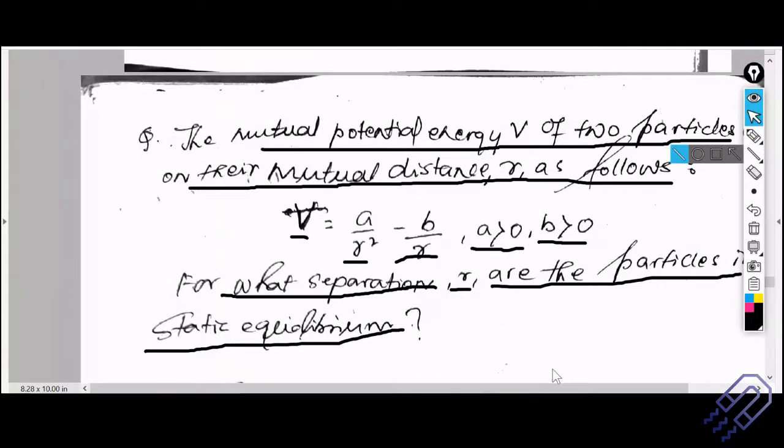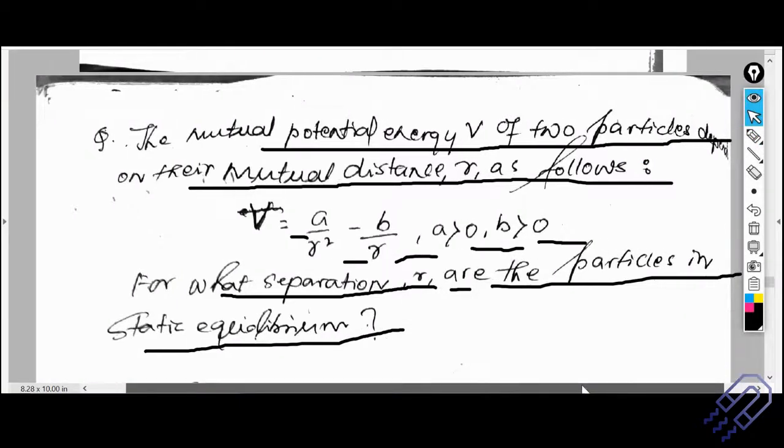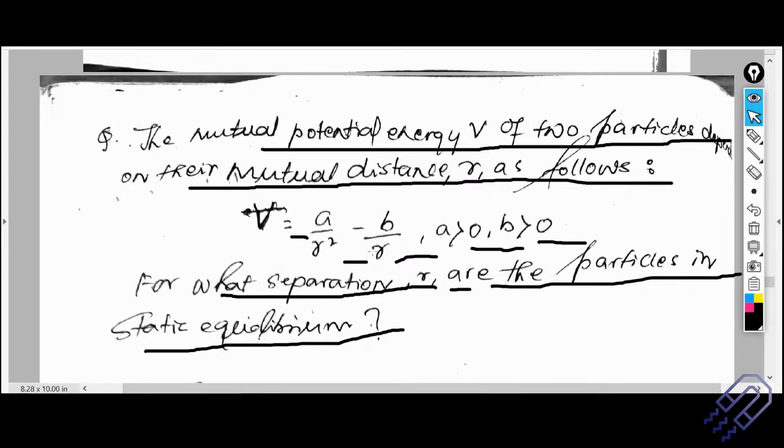Okay, so you have been given a form V is equal to A by r square minus B by r, okay? And A and B are constants. And you know that this is the mutual potential energy V between two particles. You have to find out what is the separation r for static equilibrium. So let's just check this out.